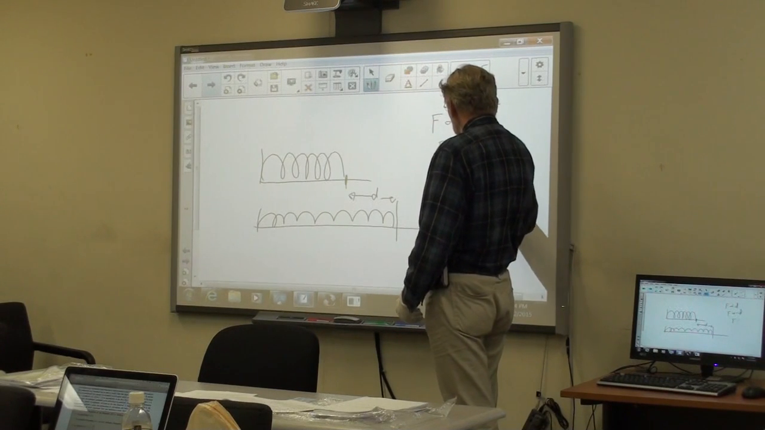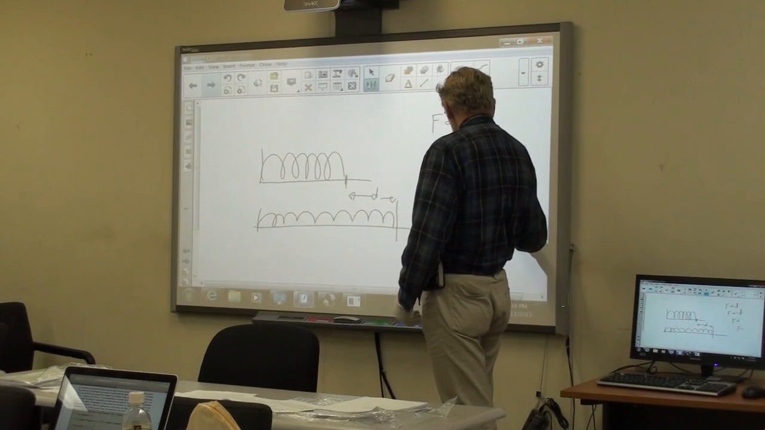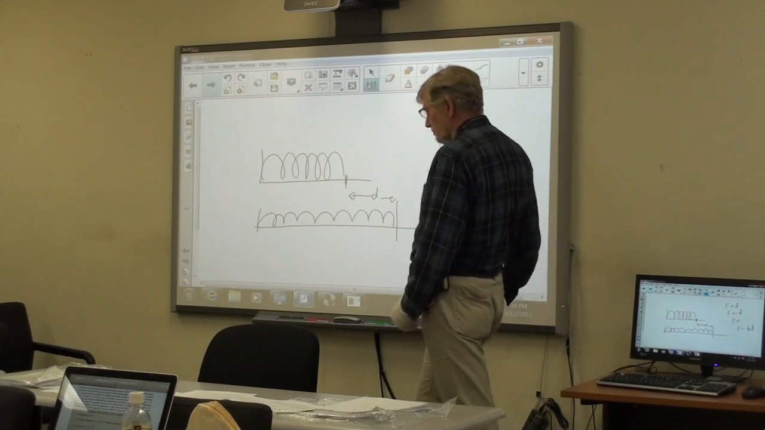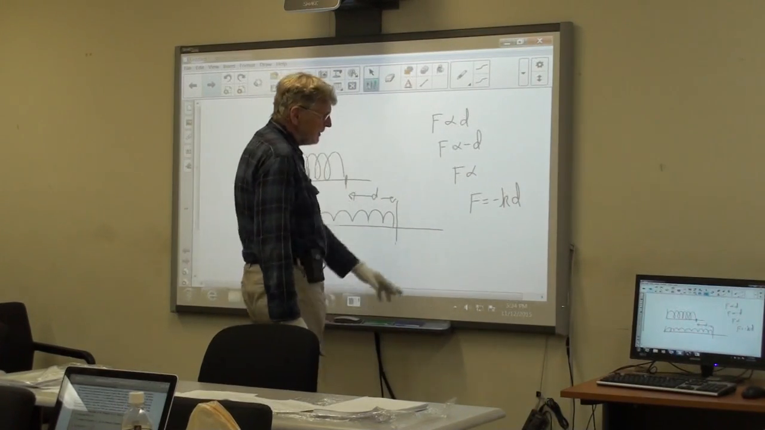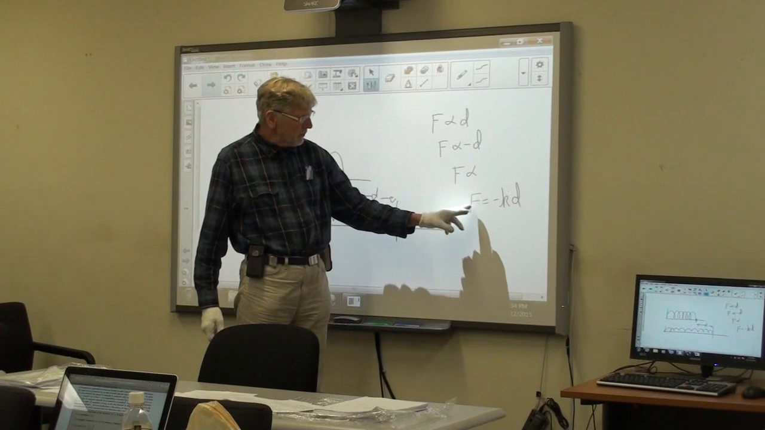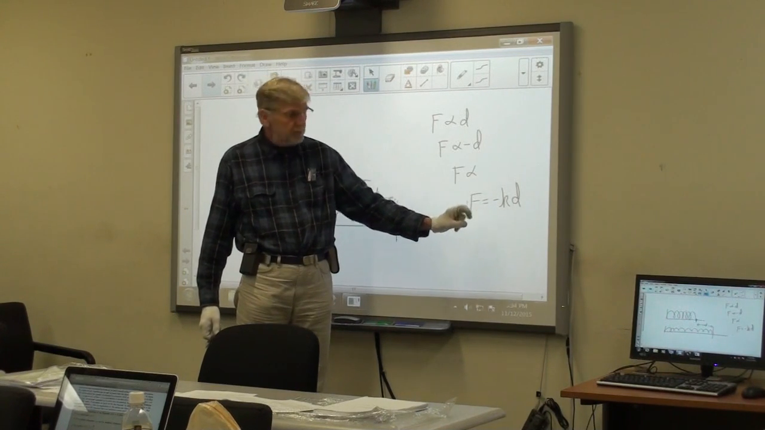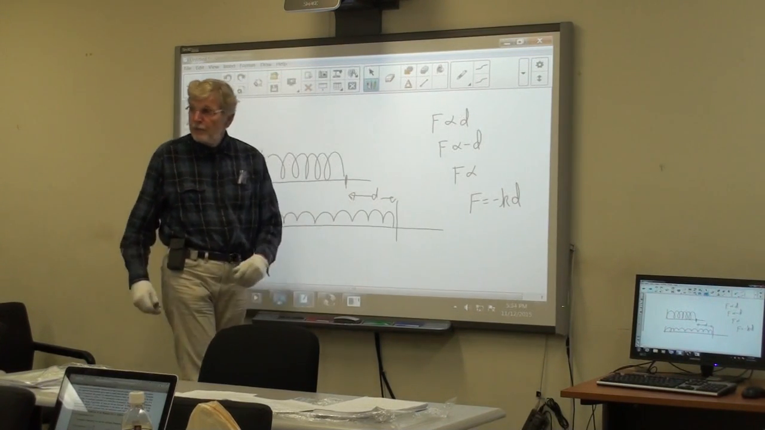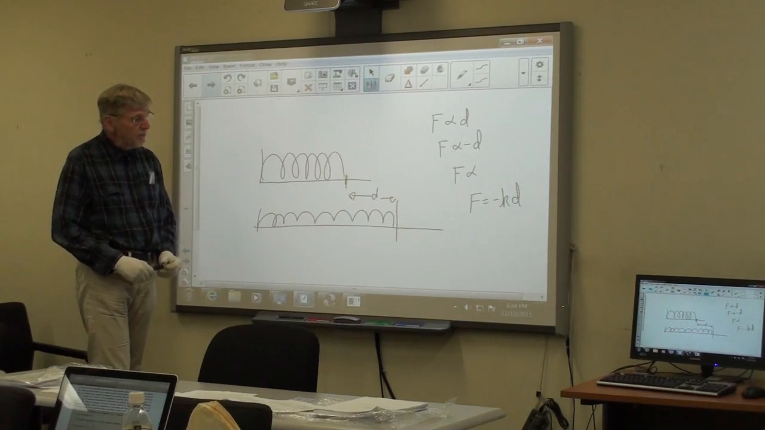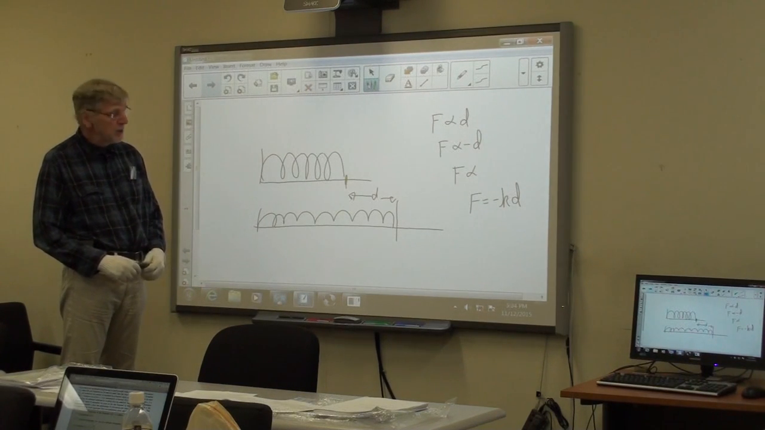Now, we don't know the constant of proportionality, so for the moment, let's just call it k. But that means if you stretch it twice as far, it will create twice the force. If you stretch it three times as far, it will create three times the force. So the amount of force you create is proportional to the amount of stretching.